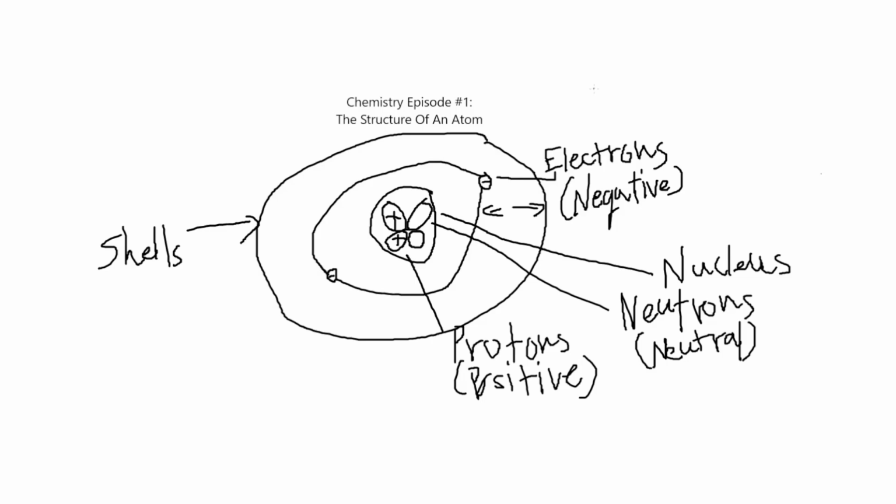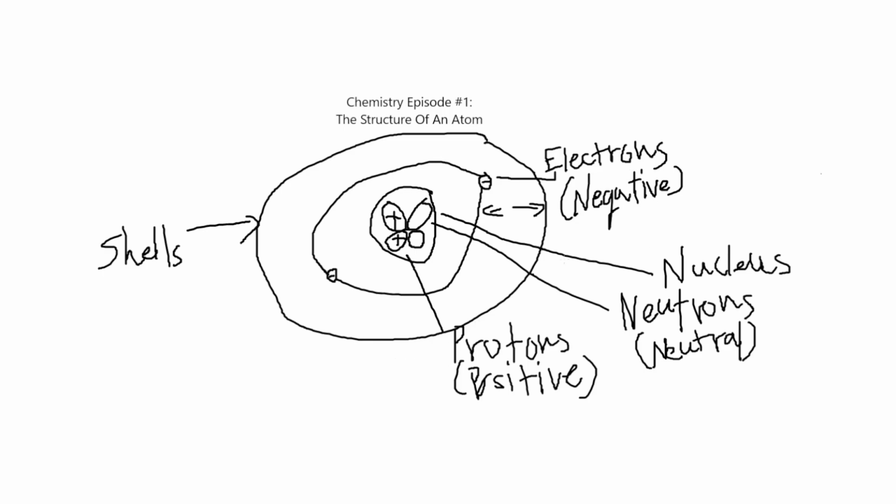Welcome to chemistry episode number 1, the structure of an atom. So atoms are made up of three things: protons, neutrons, and electrons. The protons have a positive charge, the neutrons have a neutral charge, and the electrons have a negative charge.